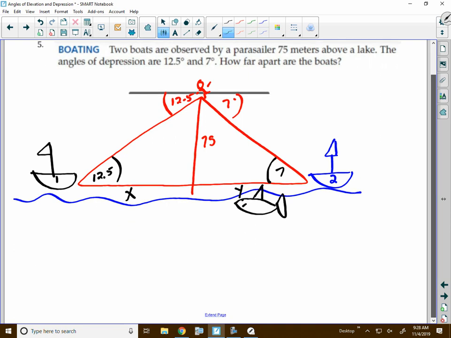All right, so to find x, we would do what over what? 75 over x, so that's opposite over adjacent, so it'd be tangent. So tangent 12.5, opposite, adjacent. Okay, then over here, let's go ahead and set it up. This would be opposite over adjacent. Okay, I'm going to let you solve.